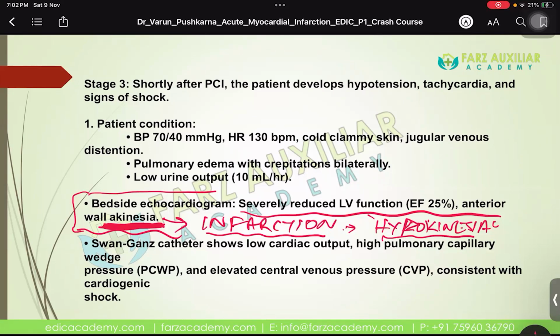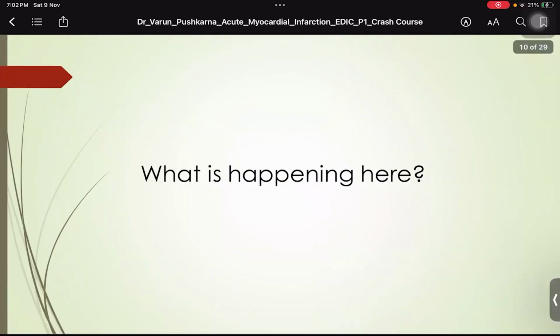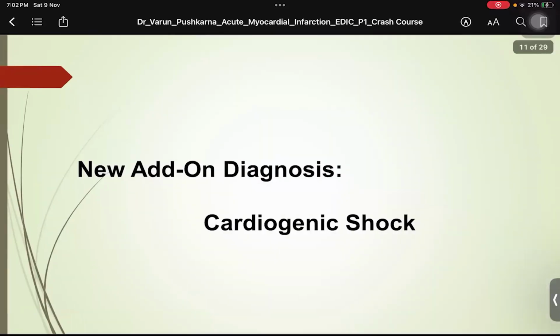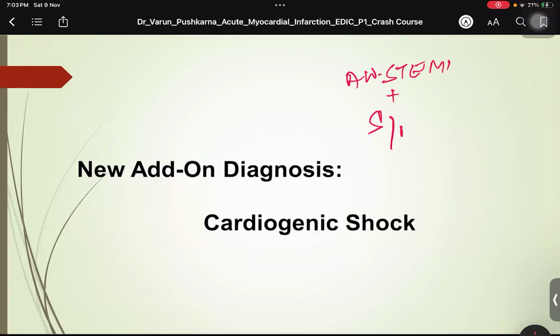Swan-Ganz catheter was put. It showed low cardiac output, high pulmonary capillary wedge pressures, and elevated CVP consistent with cardiogenic shock. So you rightly said, what is the diagnosis? Cardiogenic shock, perfect. So the new add-on diagnosis is cardiogenic shock. So the complete diagnosis is STEMI anterior wall plus status post PCI, primary PCI, plus cardiogenic shock.